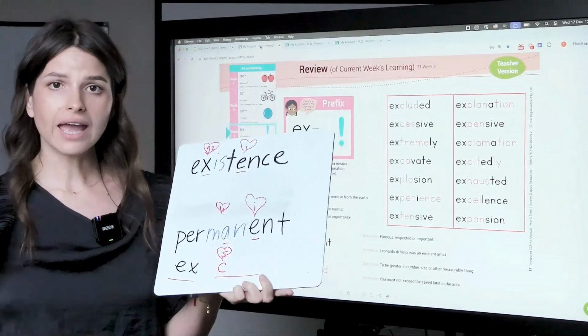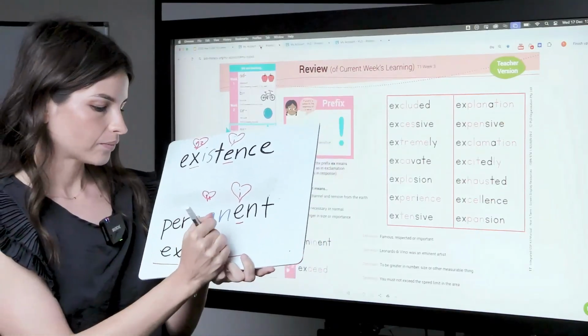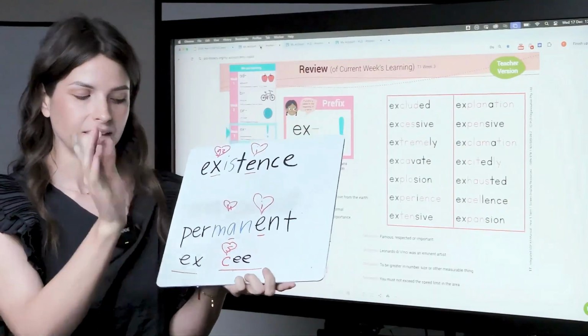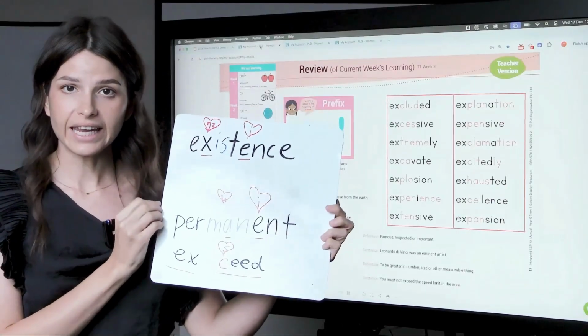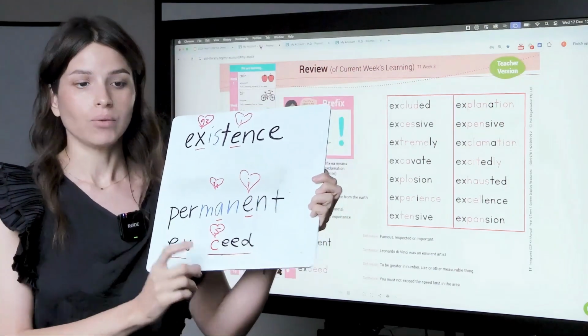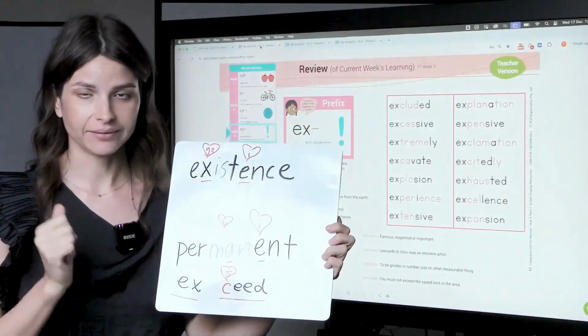Exceed. So the next sound in seed is E. And the last sound in exceed is D. So I want you to have a go writing exceed on your board and underline the tricky component again, which is we say it like S, but we write it with the letter C.